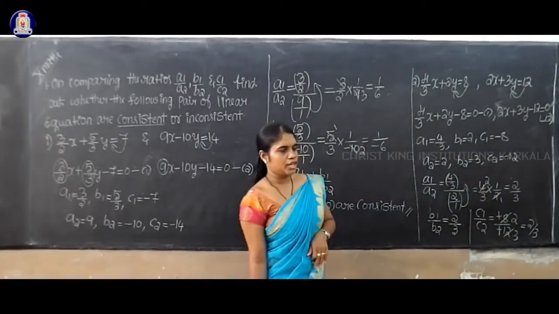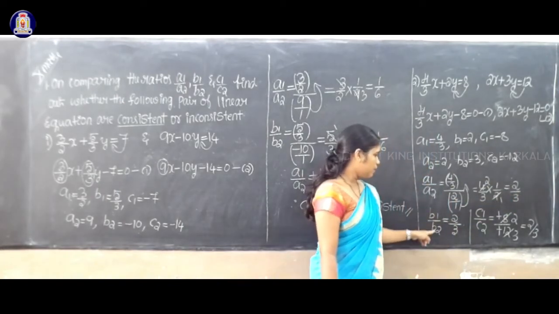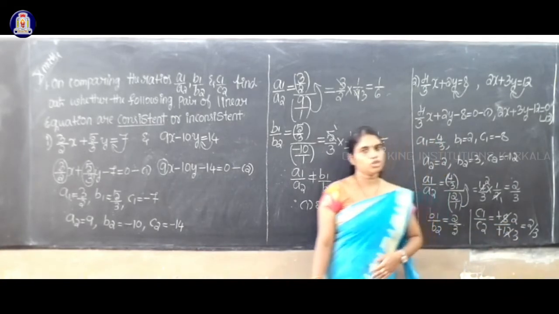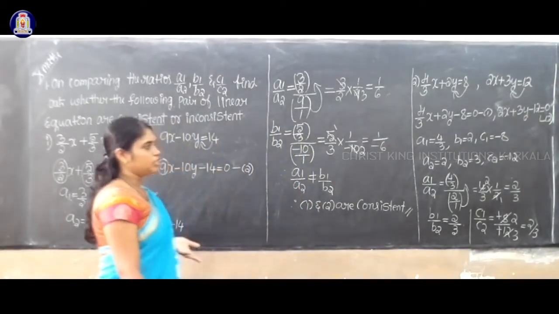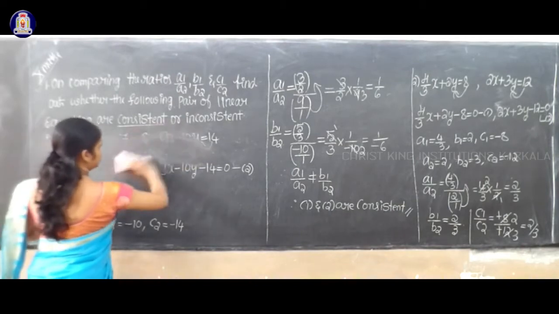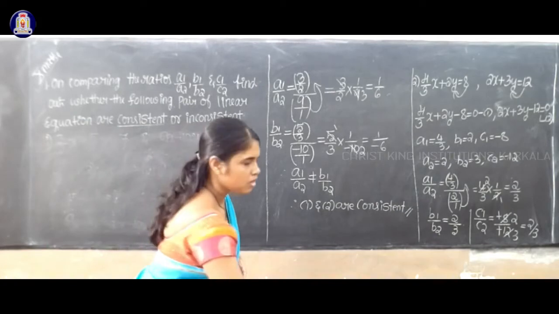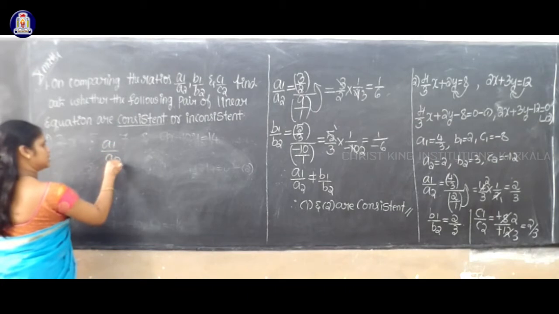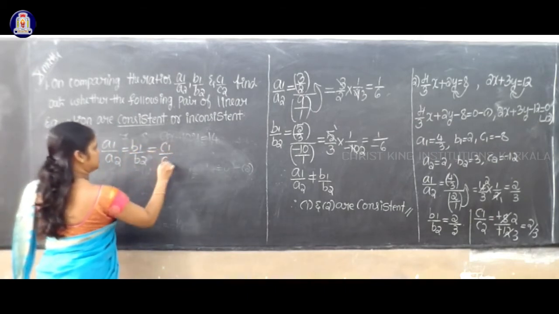Okay. Students, can you observe here? A1 by A2 is also equal to 2 by 3. B1 by B2 is also equal to 2 by 3. C1 by C2 is also equal to 2 by 3. So therefore, all the ratios are equal. A1 by A2 equal to B1 by B2 equal to C1 by C2. Yes, all the three ratios are equal. Isn't it? So therefore, I can say here, A1 by A2 is equal to B1 by B2 is equal to C1 by C2.